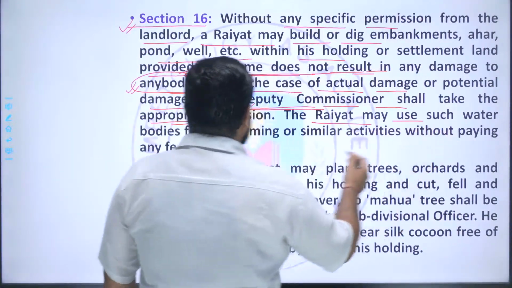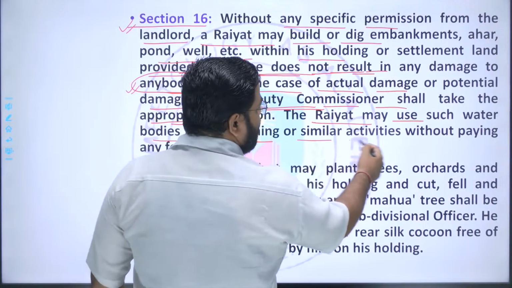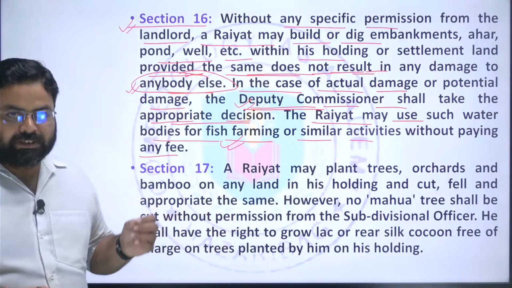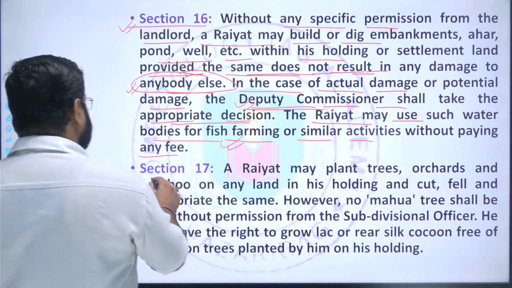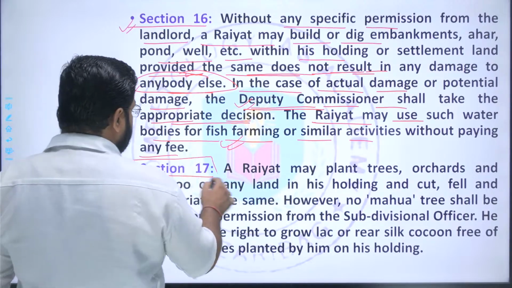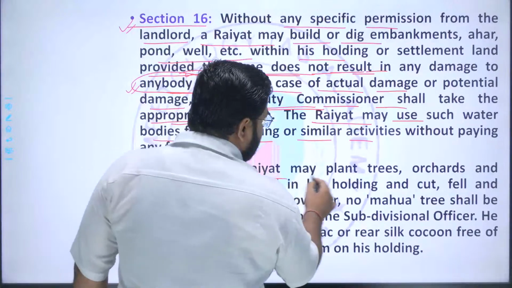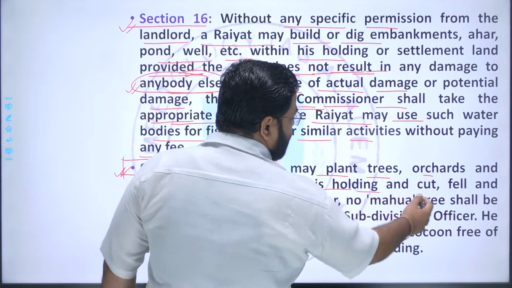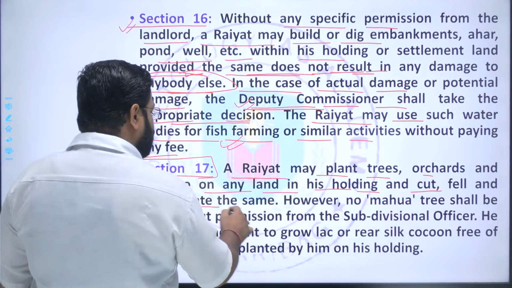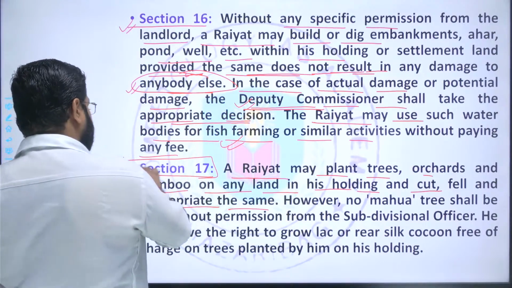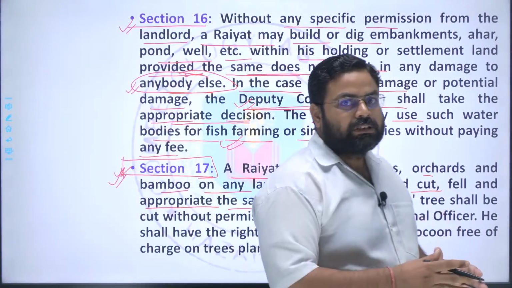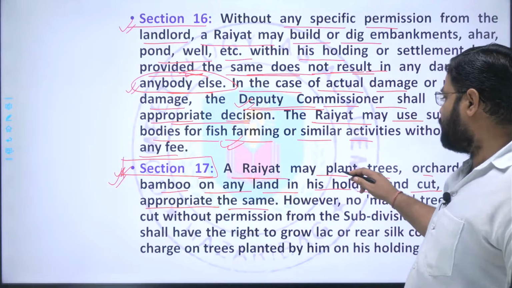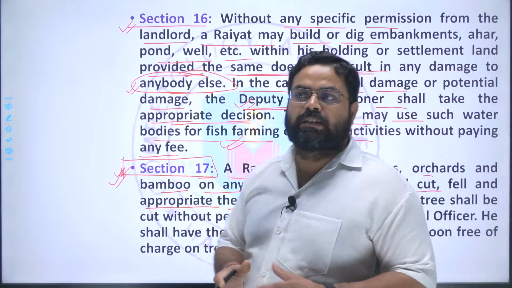The rayat may use such water bodies for fish farming or similar activities without paying any fee. So on such water bodies the rayat can do the fish farming also, right? Next is section 17. So here in section 17 it says that a rayyat may plant trees, orchards, bamboos, or any on any land of his holding and cut it, fell it, appropriate the same. So the rayyat is allowed to harvest the products through the orchard, through the bamboo growing process, or any of the other plantation process on his raiyati land.